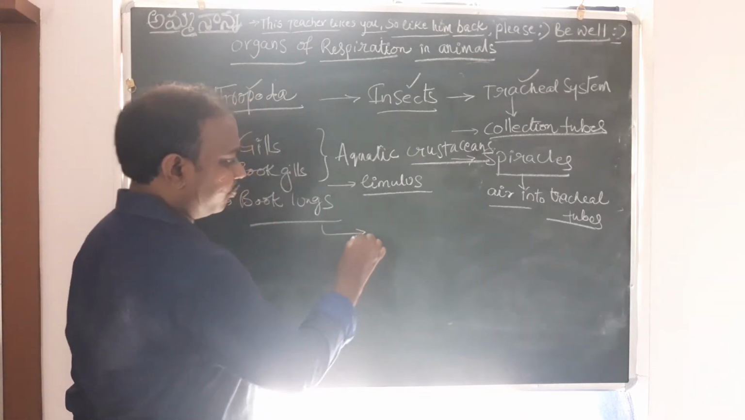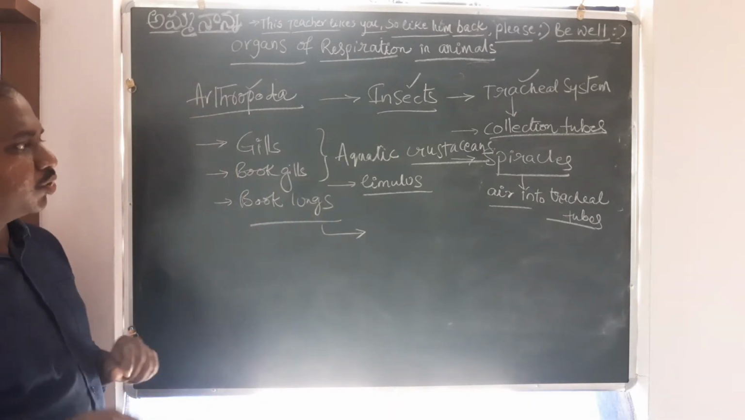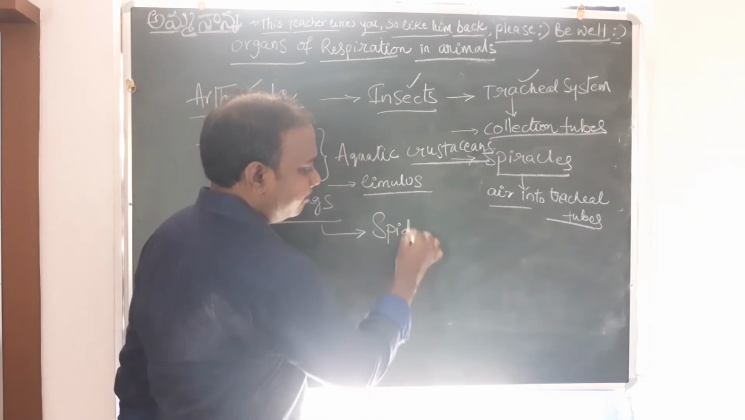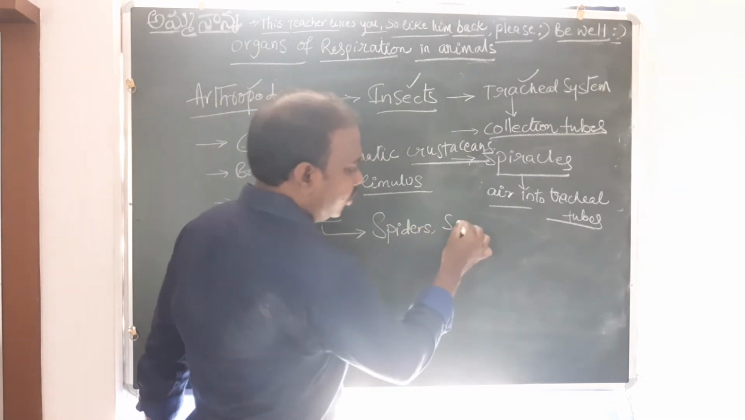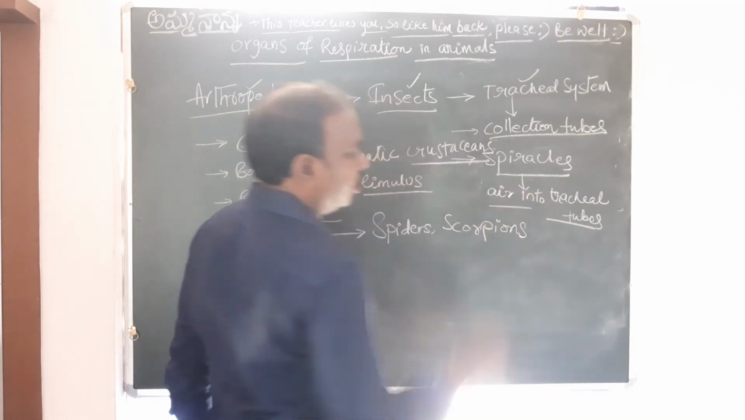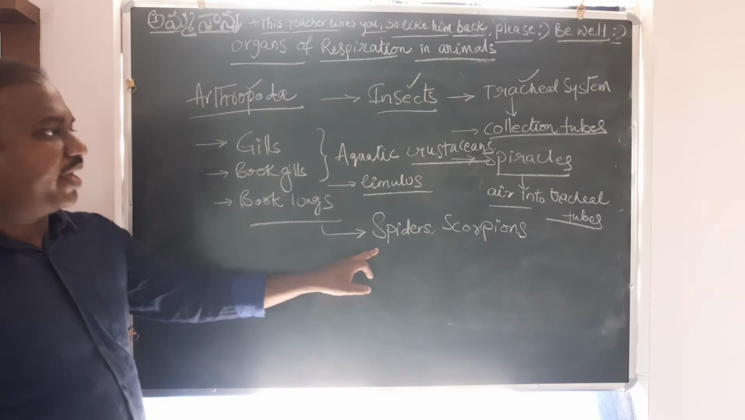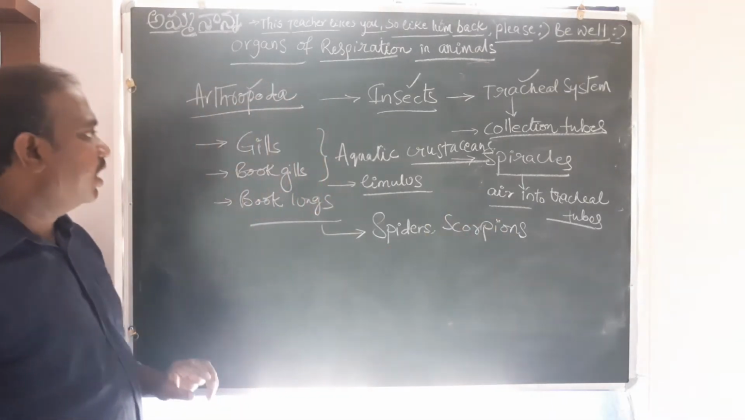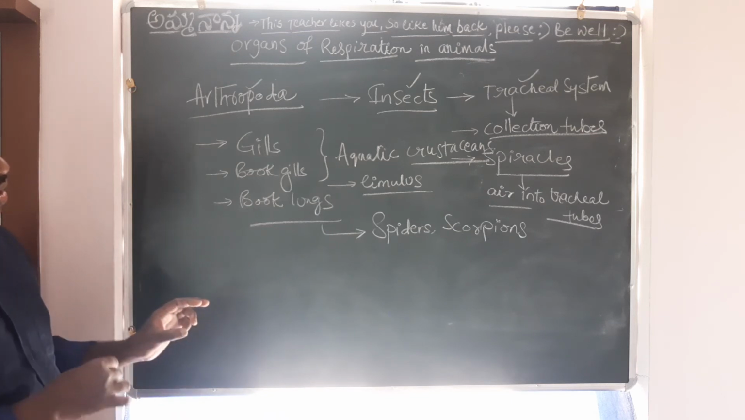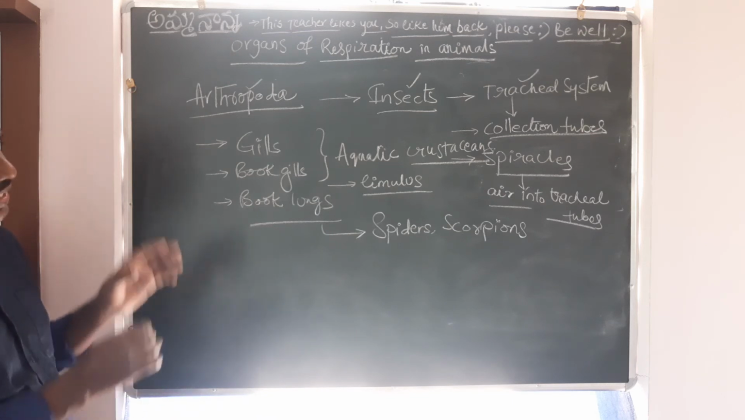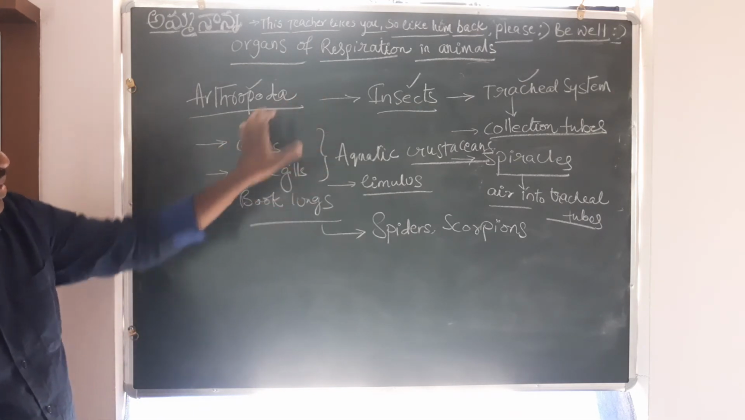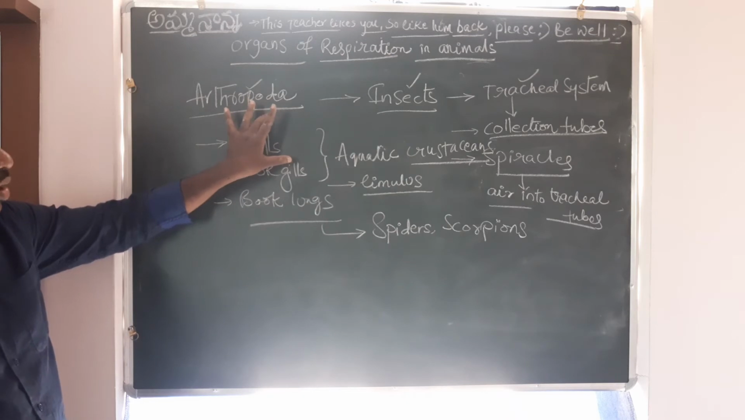And book lungs are seen in two terrestrial animals, the spiders and scorpions. Book lungs are seen in spiders and the scorpions. Essentially, these are the four kinds of specialized organs that are seen in the arthropoda.